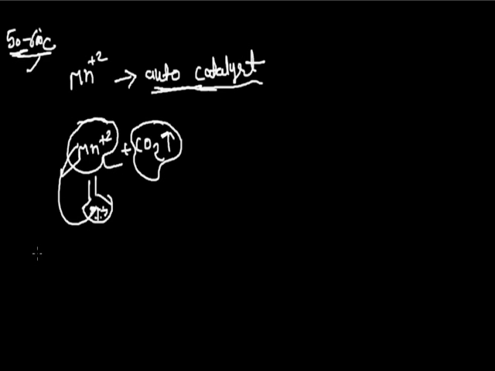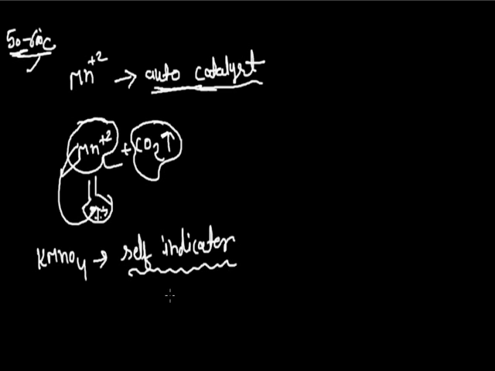Now the next most important thing is that in this titration KMnO4 acts as a self indicator. KMnO4 acts as a self indicator due to its intense color, and the advantage of its intense color is that a single drop gives a color change.